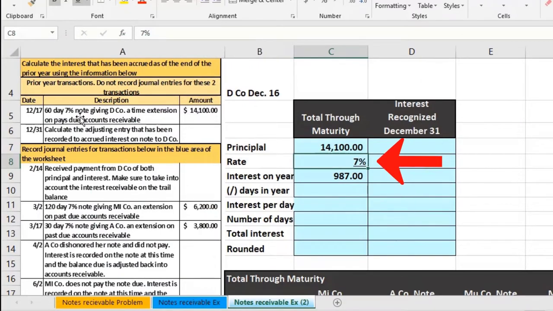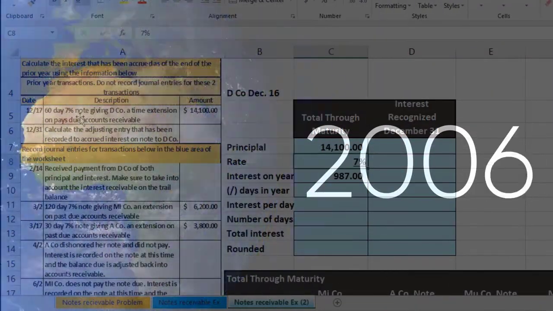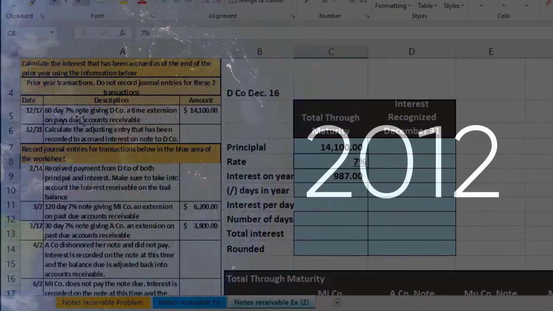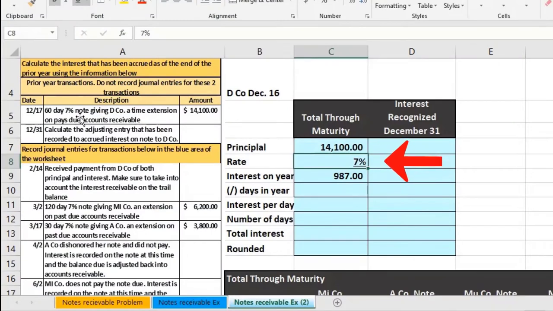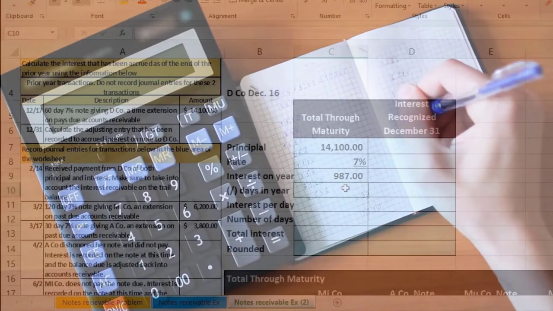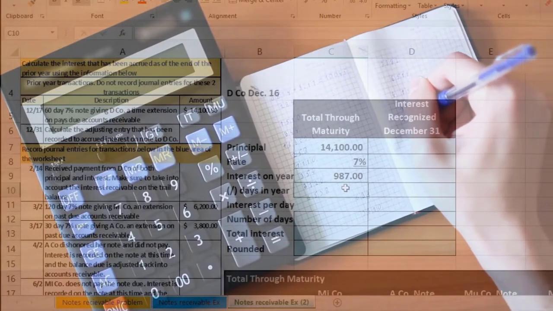The convention that we use whenever we say interest typically means interest for a year, which we then have to calculate out for whatever time period we're using. In this case, 60 days. So if this is going to be the interest we would have to pay if it were for an entire year, how can we break it out to 60 days? I'm going to break it out into a daily interest rate and then multiply times 60 days.